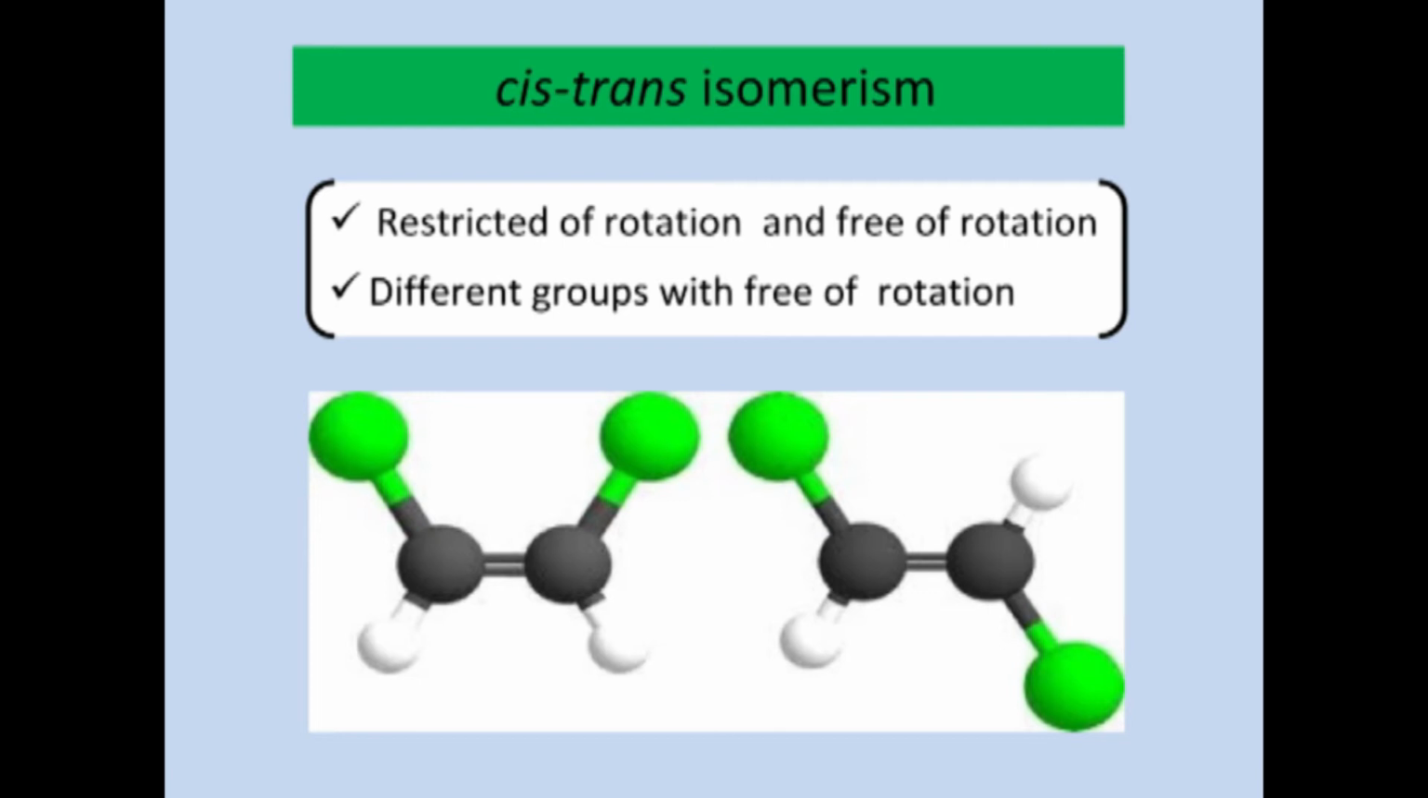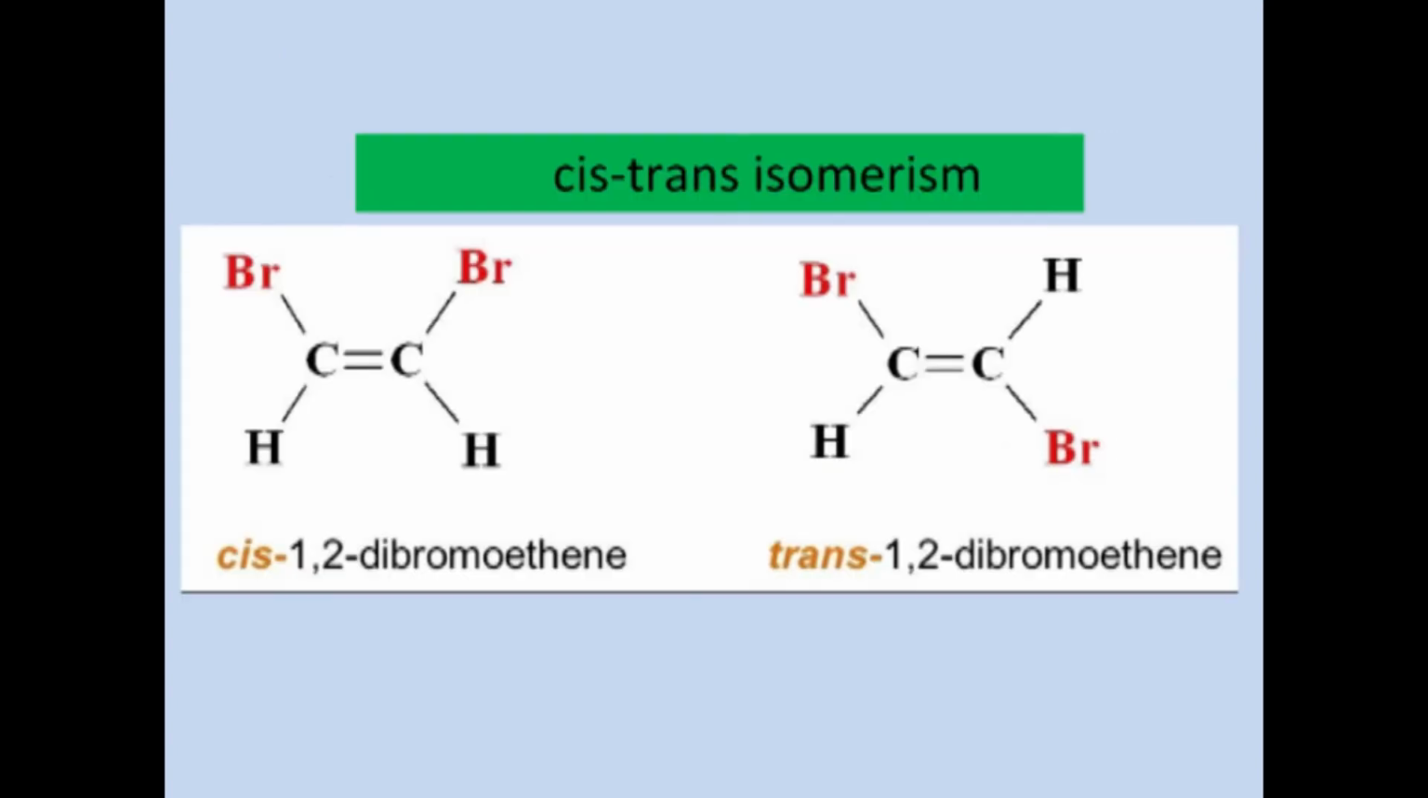Cis-trans isomerism, I've given two examples of 1,2-dibromoethene. The first one is cis because the bromines are on the same side, and the second one is trans because they are on opposite sides: bromine and bromine opposite, hydrogen and hydrogen opposite. It is easy to understand. The carbon-carbon double bond has restricted rotation, but the other two bonds are free, and they have different groups, bromine and hydrogen.